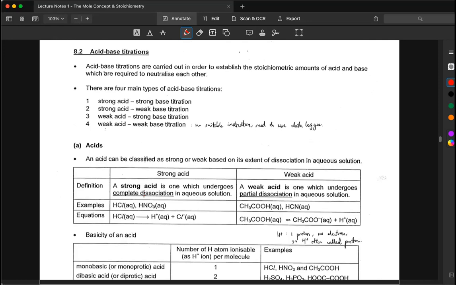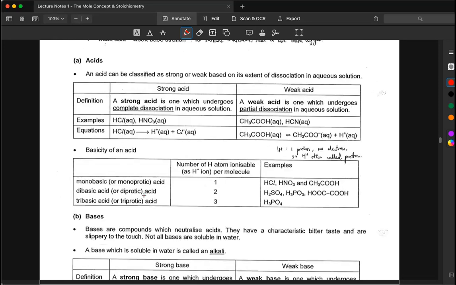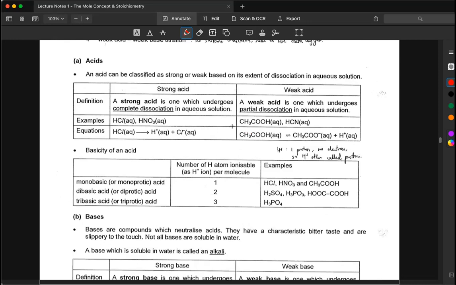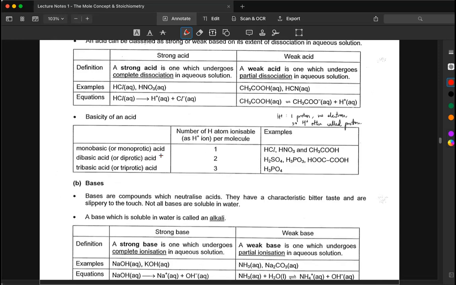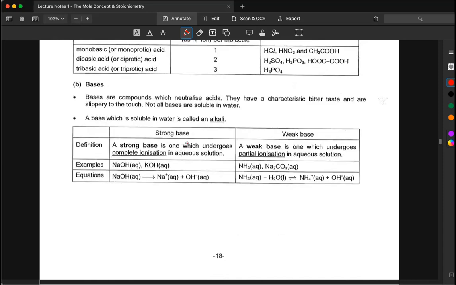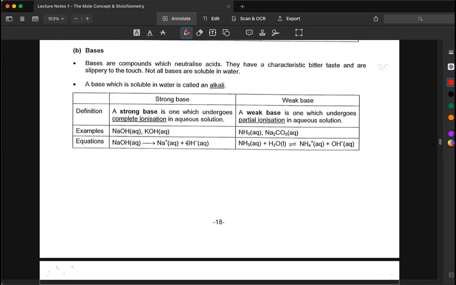So in titration, we have 4 types. Just to recap what you learned at O level very quickly. What is the difference between strong and weak acid? The difference here in O level is that we emphasize the aqueous solution. As long as it contains water, the strong or weak acid will dissociate. And for basicity of acid, other than saying monobasic, dibasic, tribasic, we can also call it monoprotic, diprotic, triprotic. Protic means proton because H plus is a proton. So that's the difference. Then base, likewise, the same. I won't go through this anymore.